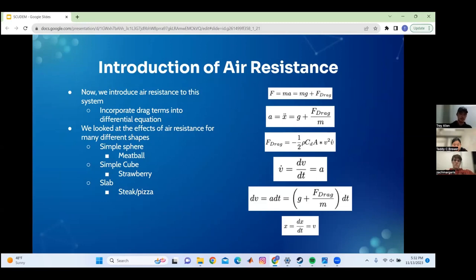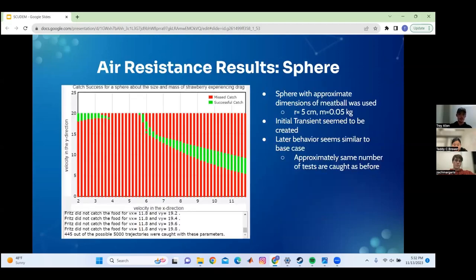But we incorporate these terms into the differential equation, solve it using Euler's method again, and we looked at the effects of air resistance for many different simpler shapes, including a sphere, a cube, and a slab. The first shape we looked at with air resistance was a sphere with approximate dimensions of a radius of 5 centimeters and a mass of 0.05 kilograms, which is the approximate parameters of a meatball.